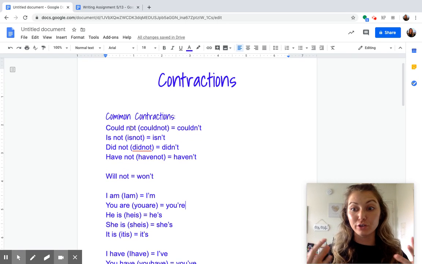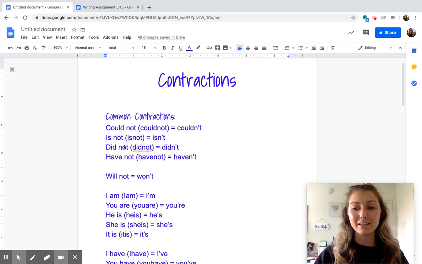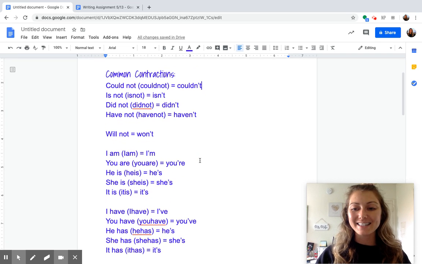These are our not contractions. So we have could not. We put those two words together, could not, and we drop the O in not, and we add an apostrophe, and we get couldn't. That same rule applies for is not, isn't, did not, didn't, and have not, haven't. Then, like it said in the video, we have will not, which actually changes to won't.